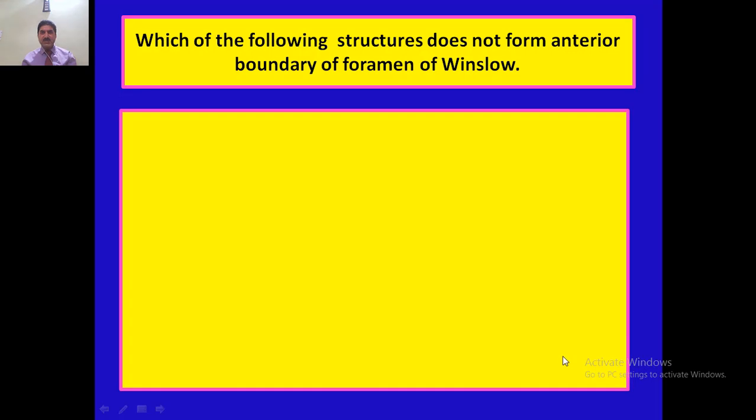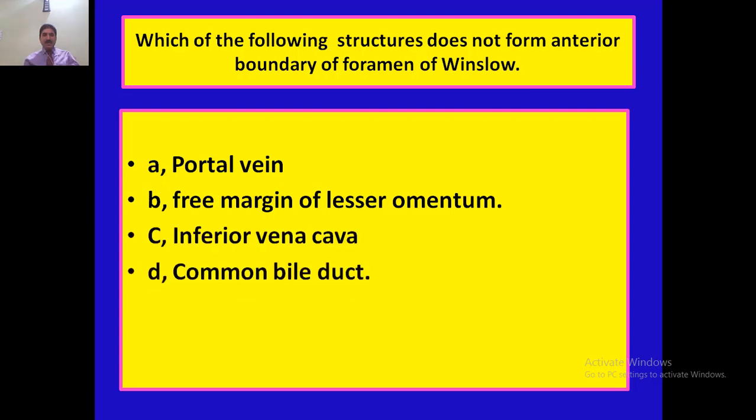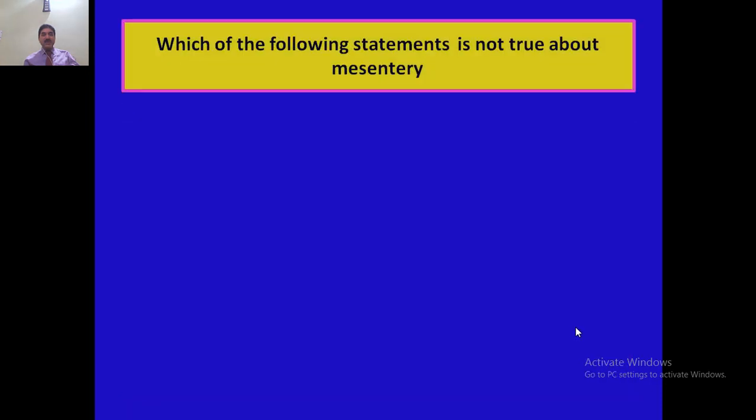Which of the following structures does not form anterior boundary of foramen of Winslow? Portal vein, free margin of lesser omentum, inferior vena cava, common bile duct. As already explained, anterior boundary of the foramen of Winslow or epiploic foramen is formed by the free margin of lesser omentum, and its posterior boundary is formed by the inferior vena cava. It is also said that foramen of Winslow lies between two great veins, anteriorly portal vein and posteriorly inferior vena cava. So inferior vena cava, C, is the wrong option, which forms the posterior boundary of foramen of Winslow, not the anterior one.